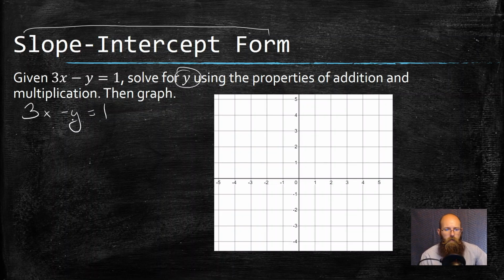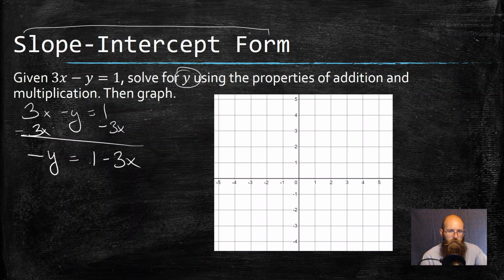So getting y by itself, let me subtract 3x. Right? So I'm going to subtract my 3x on both sides. Now I have negative y equals 1 minus 3x. But I need to get y by itself. That's what they said, right? Solve for y.